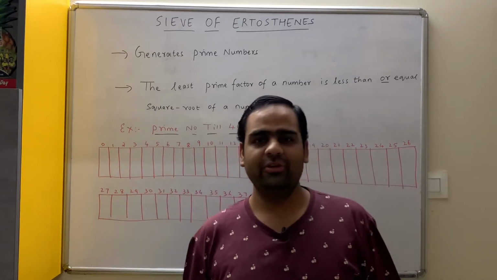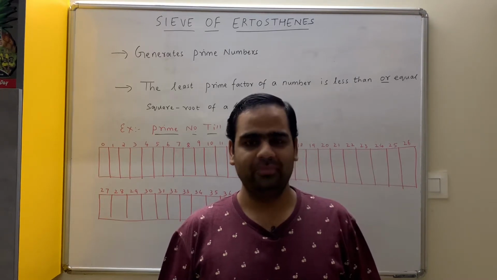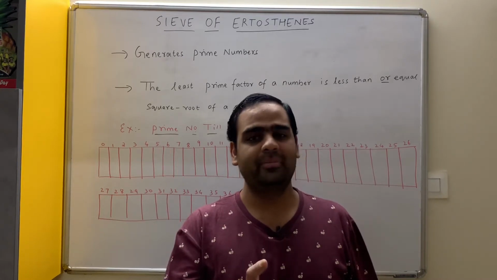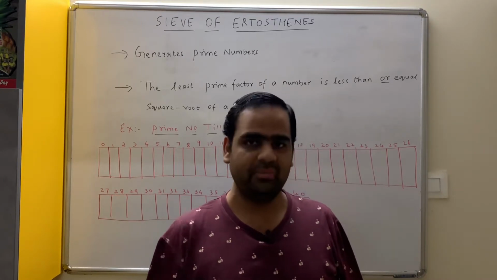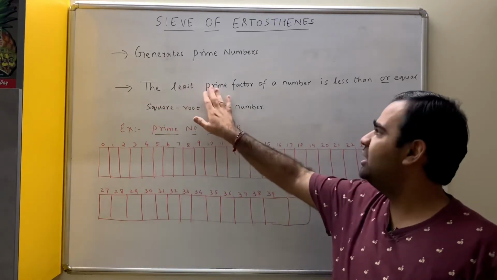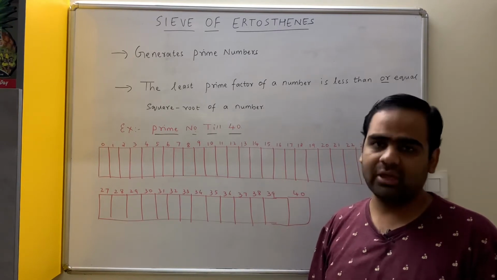In this video, we are going to talk about the Sieve of Eratosthenes algorithm. This algorithm is used to generate the prime numbers. And we know this theorem: the least prime factor of a number is less than or equal to the square root of the given number.